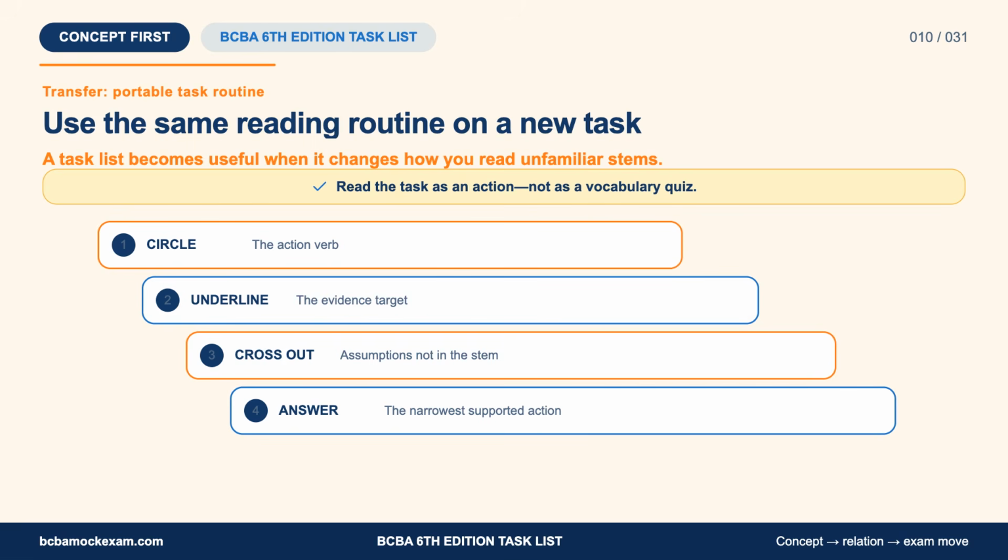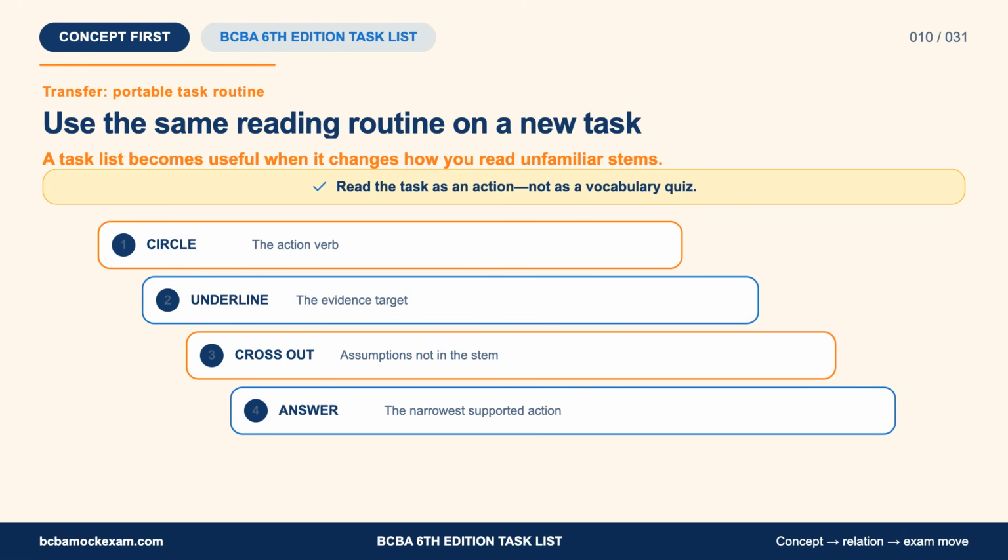In a fresh case, apply the routine in order. Circle the action verb. Underline the evidence target. Cross out assumptions not in the stem. Answer the narrowest supported action. For instance, mark the decision word before you let a familiar concept take over. The nearest error is treating the routine as a vocabulary quiz. It is a way to protect the evidence while the surface details change. The stacked steps give you a portable sequence rather than another definition to memorize.